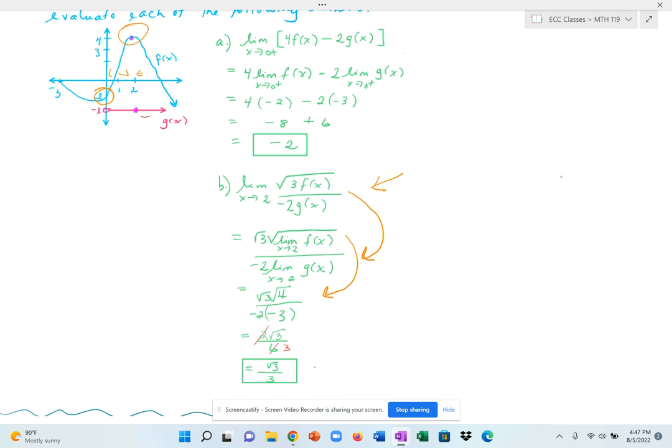And as I get closer and closer to 2 on the graph of g of x, well, it's a constant, so it's still going to be negative 3. So this becomes 2 root 3 divided by positive 6. The 2 and the 6 cancel, so I'm left with root 3 over 3 as my limit value.